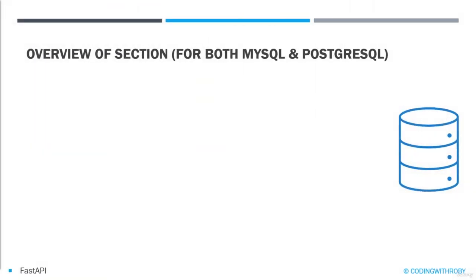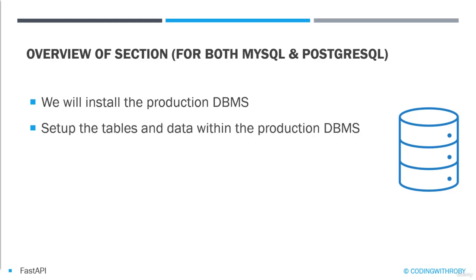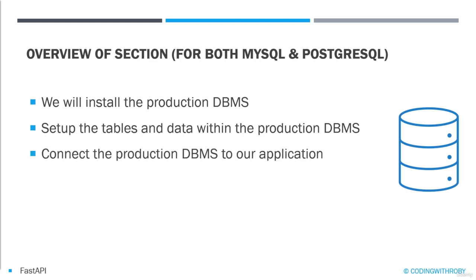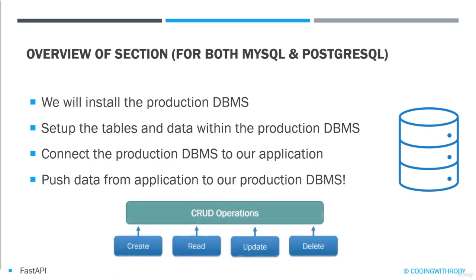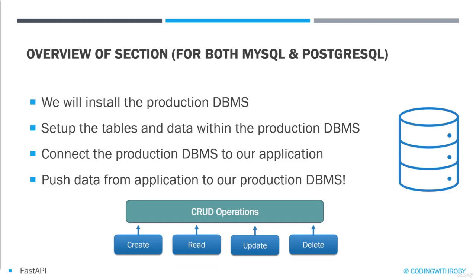So what will we be covering in this section? Well, we'll be going over two different production databases you may want to use in your application. These include MySQL and PostgreSQL. We will learn how to set up the tables and data within both of these production DBMSs. We will connect the production DBMS to our application. And finally, use our application to push data to these databases. Pretty cool, right? We will also be covering all CRUD operations so we can fluently control data from our application to our production database.